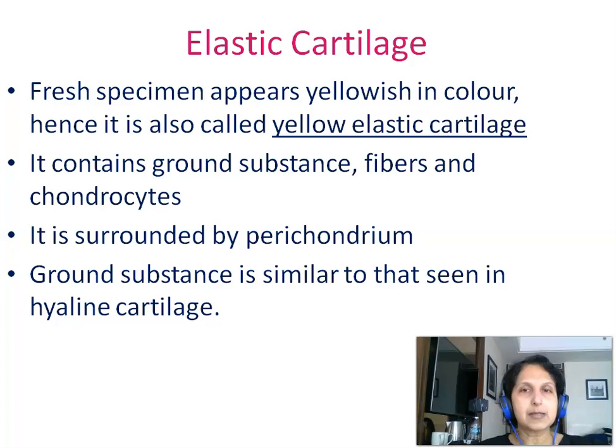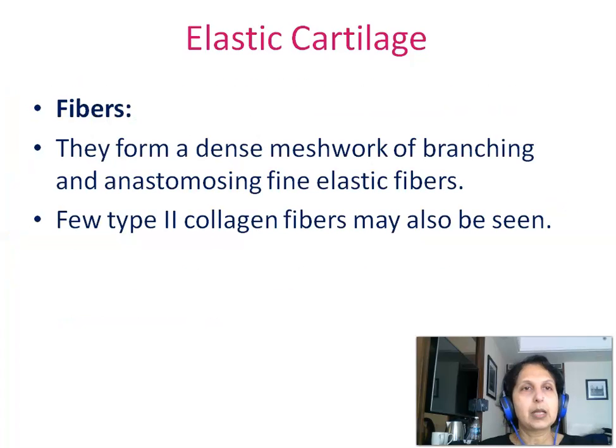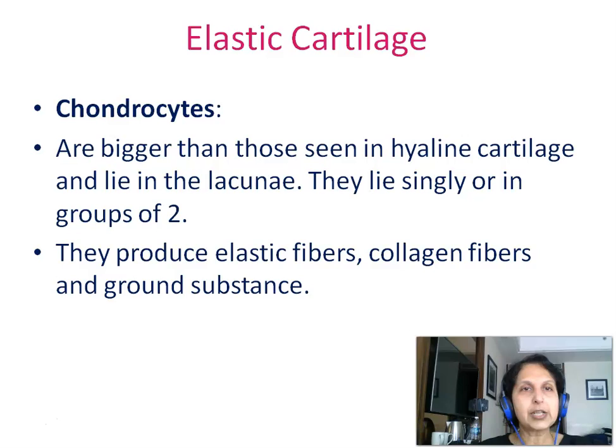Ground substance is similar to that seen in the hyaline cartilage. Fibers: they form a dense meshwork of branching and anastomosing fine elastic fibers. Few type 2 collagen fibers may also be seen. Chondrocytes here are bigger than those seen in hyaline cartilage and lie in the lacunae. They lie either singly or in groups of two. They produce elastic fibers, collagen fibers and the ground substance.